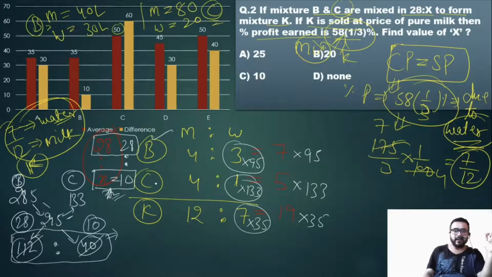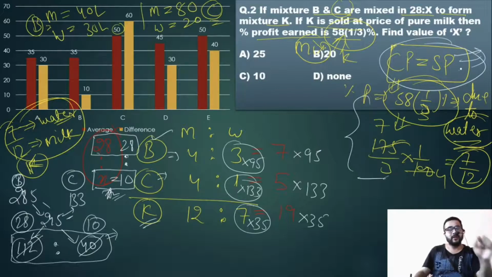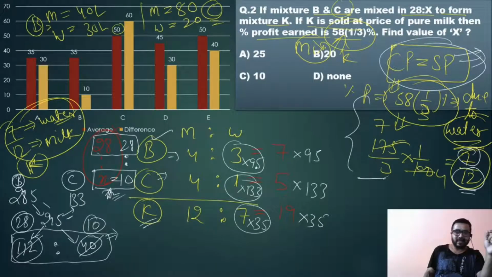So once again I repeat this question. You have B and C. In B you have a mixture of milk and water in ratio 4:3. In C you have milk and water in ratio 4:1. And K, I have calculated as 12 milk and 7 water. How did I calculate this? I have already told you, if cost price equals selling price, and still you are gaining some profit, it means you are adding something which has price 0. And which quantity are you adding here? You are adding water. So it means your profit is due to the water. So what will be the water quantity? 7. And what will be your milk? 12. Okay, so we apply alligation here by making this mixture the same.